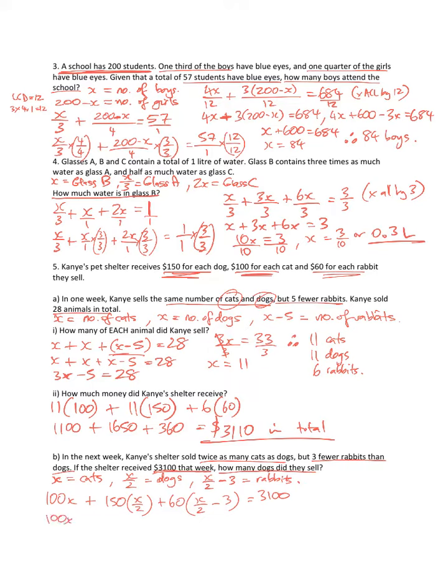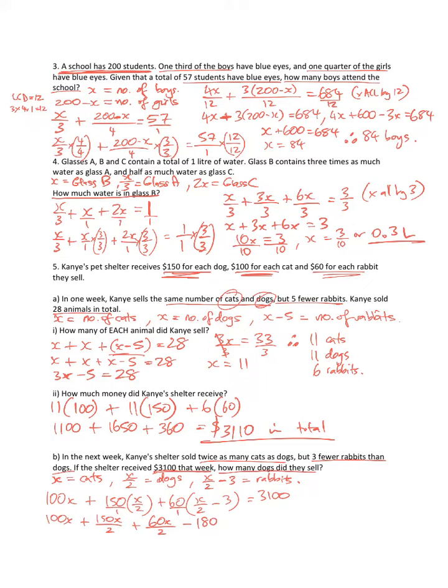$3,100. So we need to expand these. 100x, nothing I can do there. 150 times by x on 2. Well, 150 is the same as 150 over 1. 150 times x, 150x on 2. Plus, expanding the brackets, 60x on 2, because 60 is 60 over 1. Take 60 times by negative 3 is going to be negative 180.